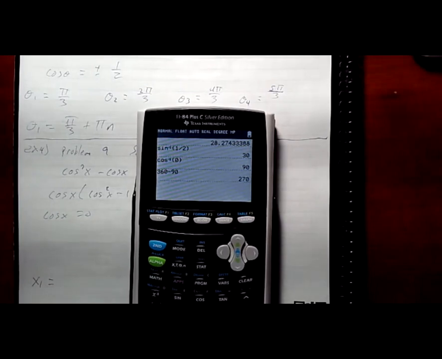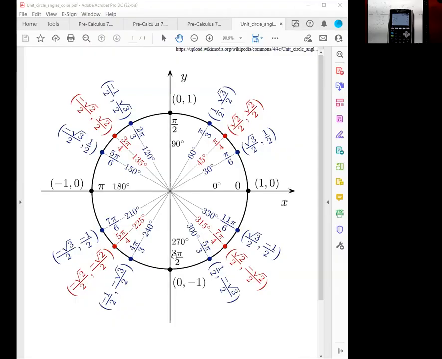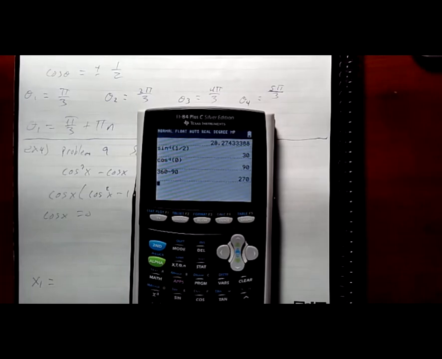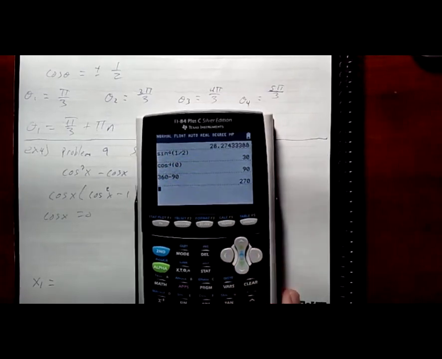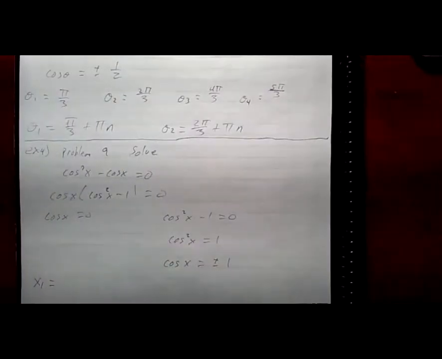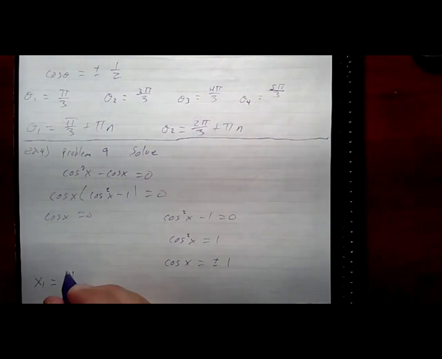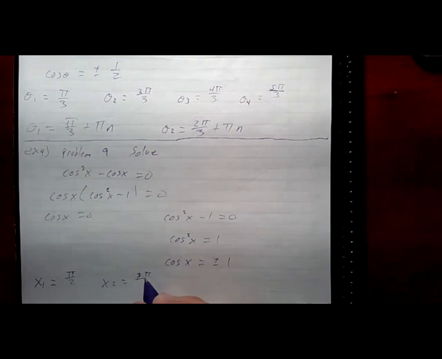So 90 and 270 are the answers because I'm in degrees, right? Pi over 2, which is 90, and 270. See how they're right there? So when you're doing cosine, you subtract from 360 or 2 pi. When you're doing sine inverse, we said subtract from 180. So just remember that if it's not an angle on the unit circle. But the first one is pi over 2. Second one is 3 pi over 2.